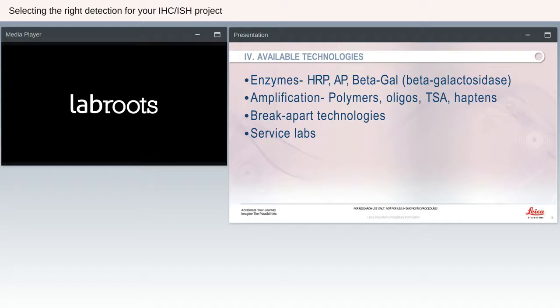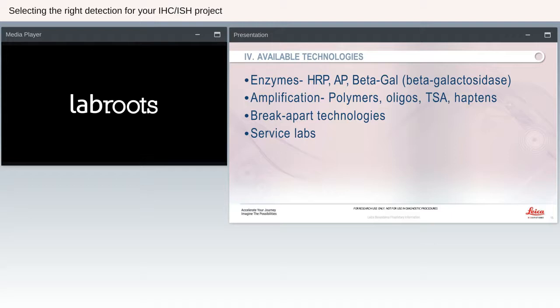So available technologies, there are lots of things out there. When we talk about enzymes, we talked about the prevalence of the HRP, the horseradish peroxidase enzyme, and then the alkaline phosphatase enzyme. We see those pretty regularly. There's beta-gal, the beta-galactosidase. That one is a little bit more obscure. Amplification: a lot of people want to see nice dark or nice bright staining of their markers, so they like to try to amplify the signal. Polymers, oligos, TSA, haptens, lots of stuff out there on the market.